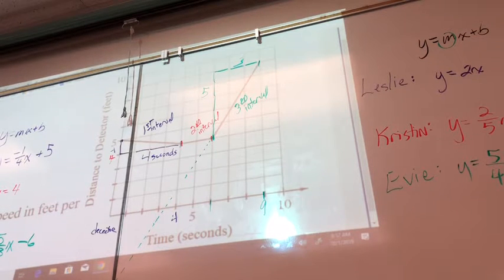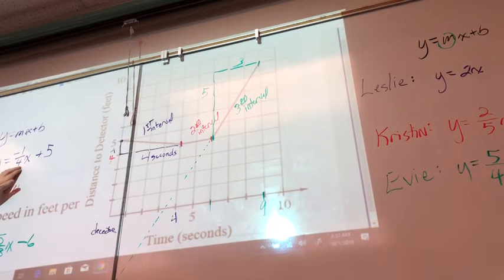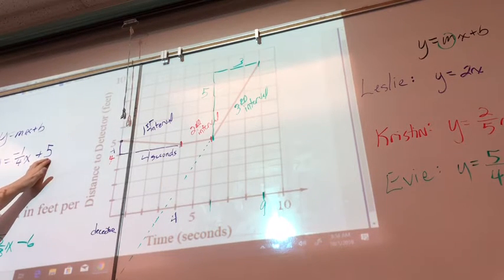And then how do we determine the equation of a line from a graph? What do we look for? If you're given an equation, what does the slope tell us? This is how fast or slow the individual is going, and the b tells us where you start. This tells us our starting point.